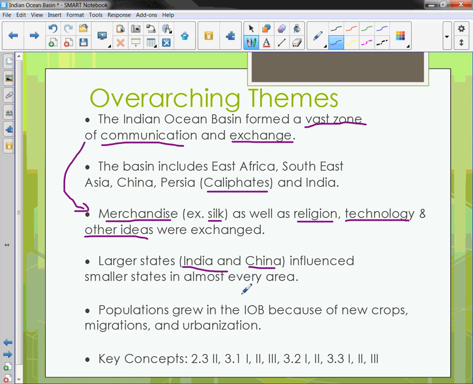On the whole, populations grew throughout the Indian Ocean basin because of new crops like fast-growing rice, which gave you 2 yields per year. Migrations from rural areas to cities, which is urbanization, but also migrations like Turkish migrations from Central Asia into places like South Asia.